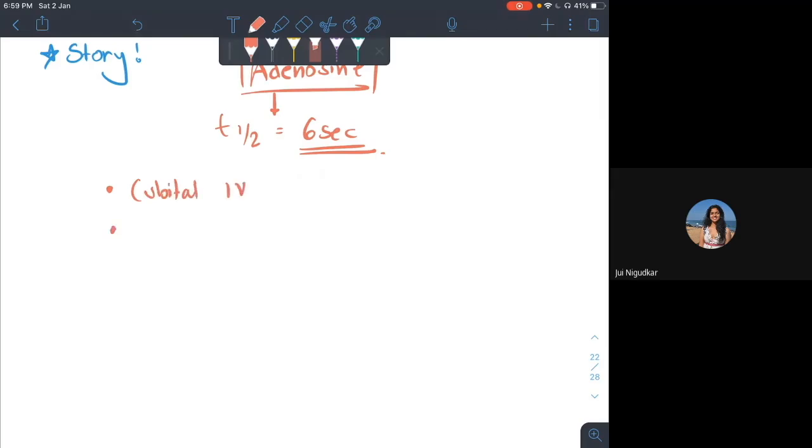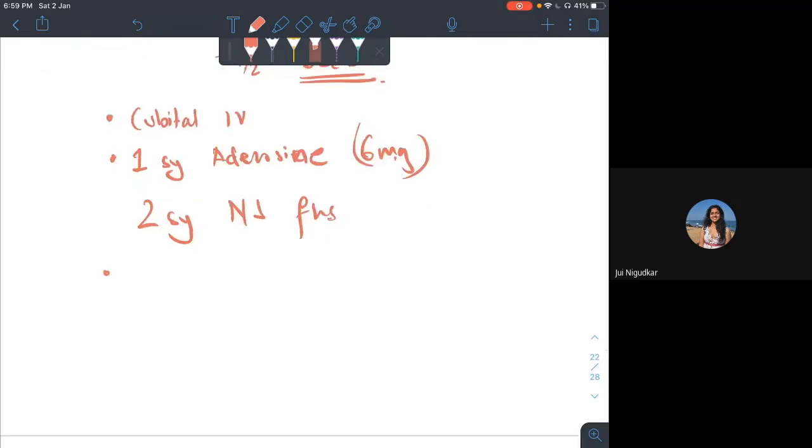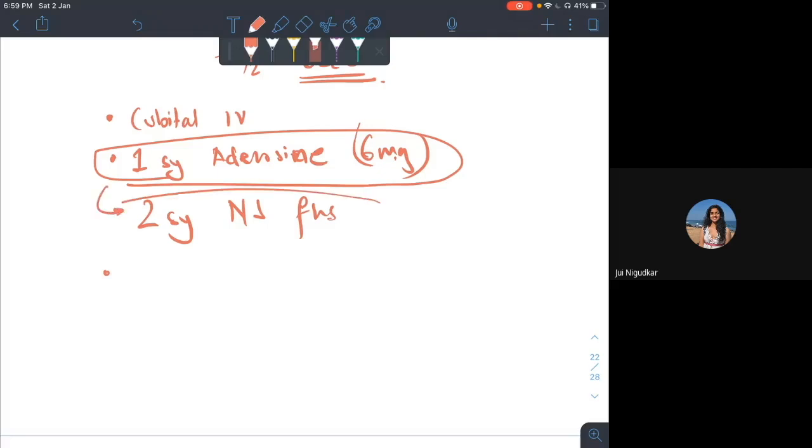You're going to prepare one syringe of adenosine, which is 6 mgs, and you're going to prepare two syringes of just normal saline flushes. Then you're going to inject this adenosine into that IV rapidly, following which you will administer these two NS flushes rapidly. And you're going to lift the patient's hand in the air so that the drug reaches the heart at the fastest rate possible.